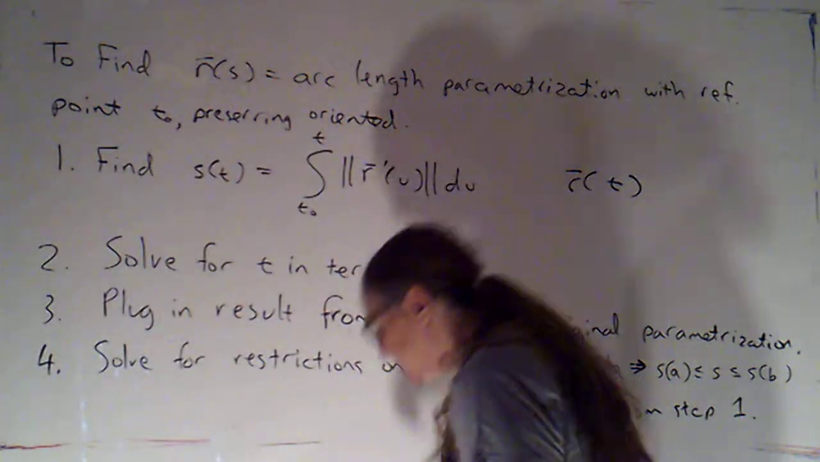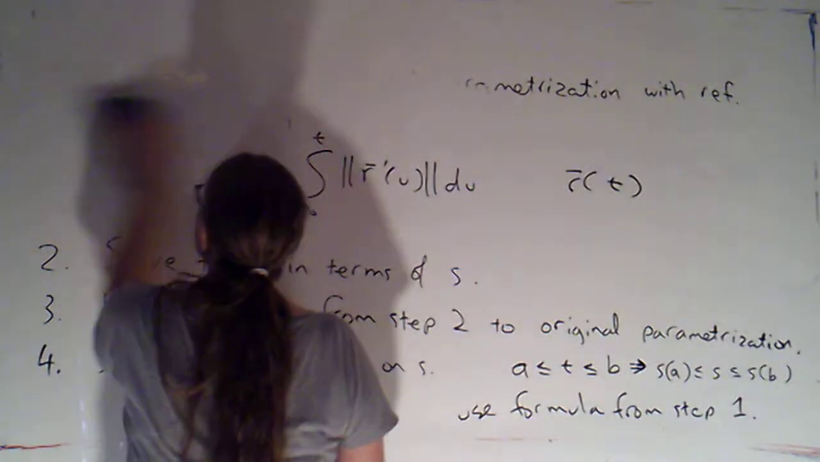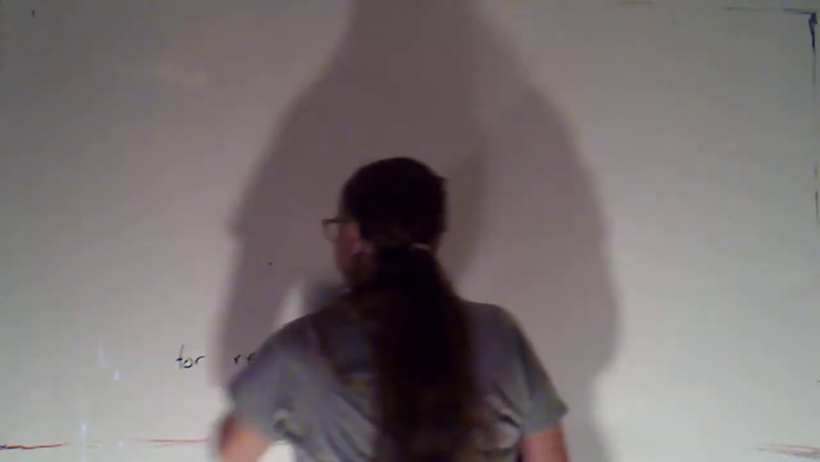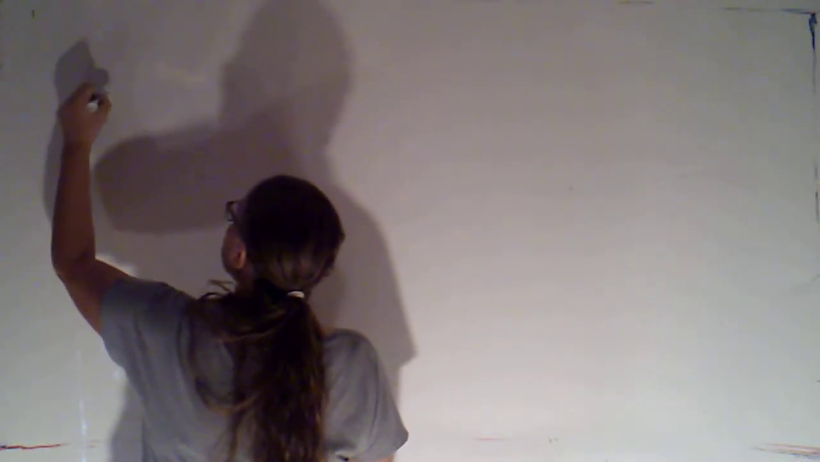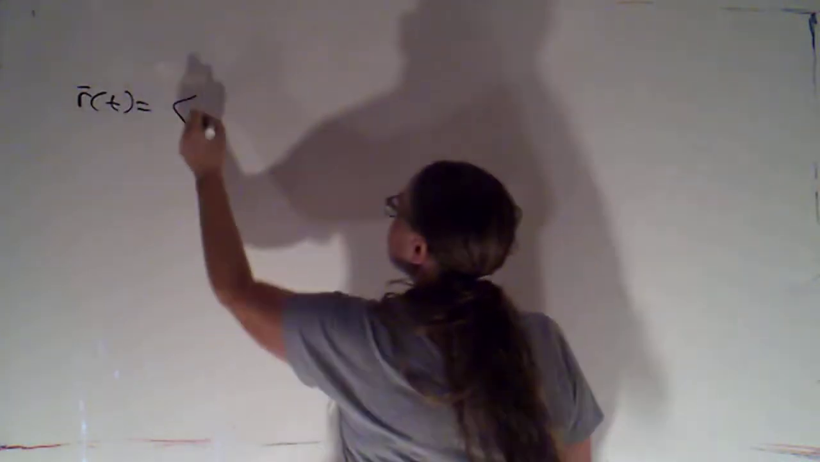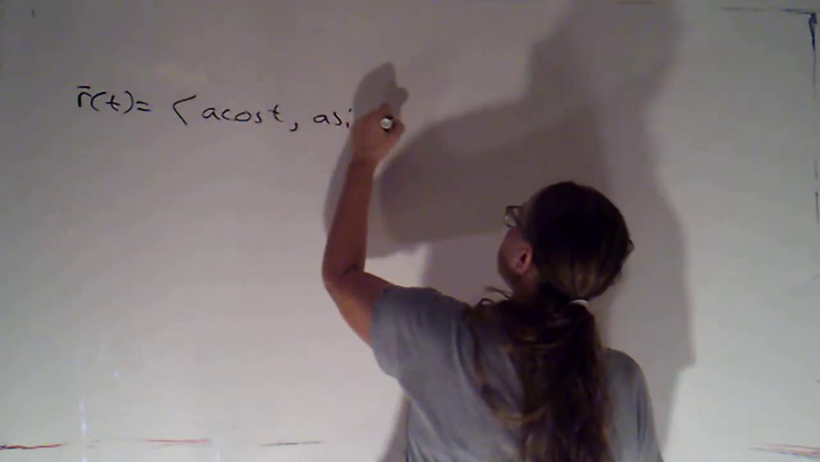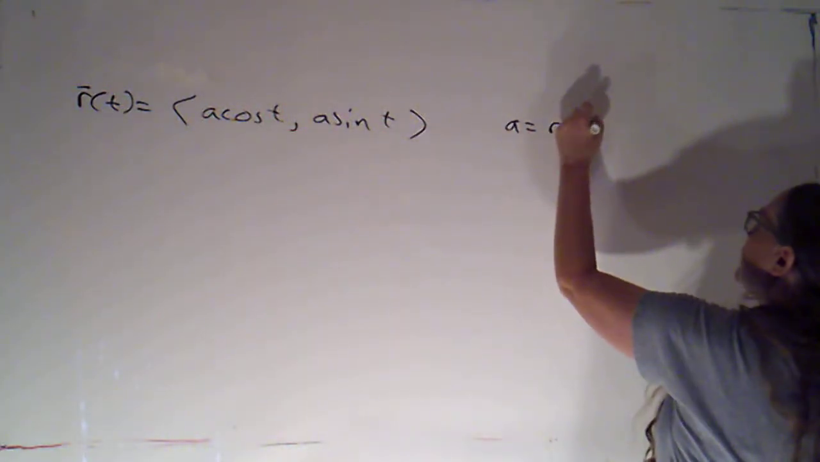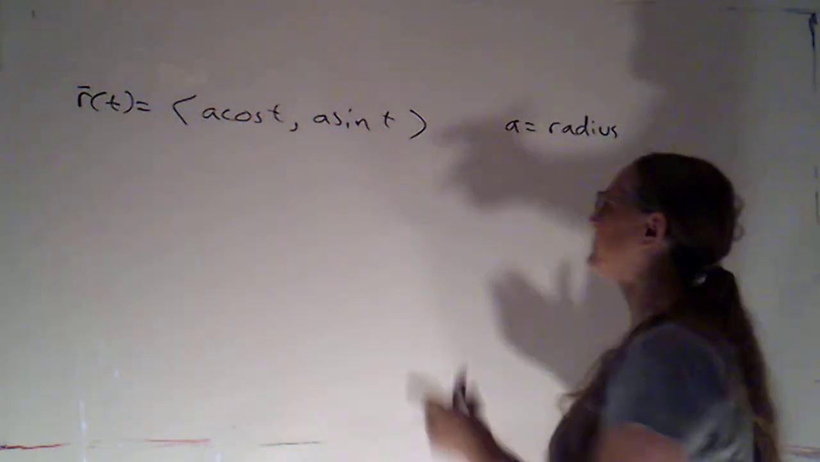Okay, so let's just try another example. I want to take a look at an arc length parameterization for a circle of radius a. Okay. So let's just suppose I have r(t) equal to (a cos t, a sin t). Okay. And a is going to be my radius, and by saying that it's the radius, I'm saying that it's a positive number.